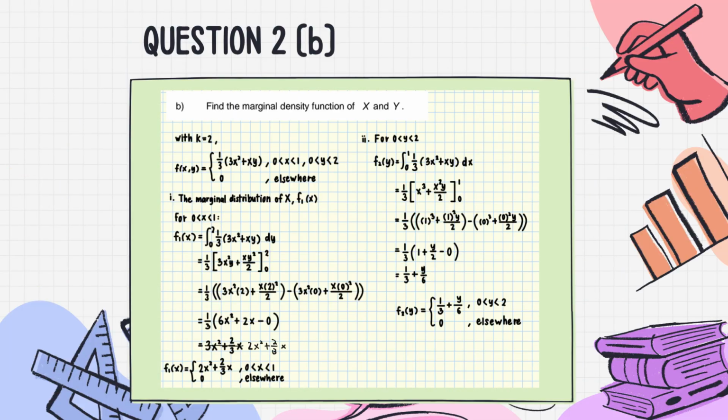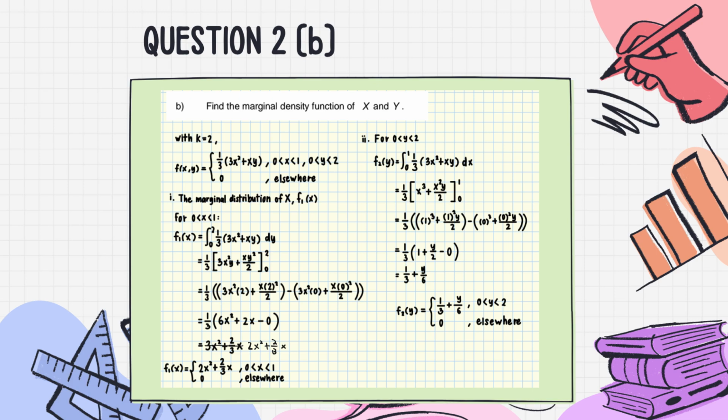Question 2b. The marginal density of x is found by integrating out y. With k equal to 2 from part a, we can substitute the function of x and y, and then we can factor 1 over 3 out. Then we integrate with respect to y. The final answer for the marginal distribution of x is 2x squared plus 2x over 3.